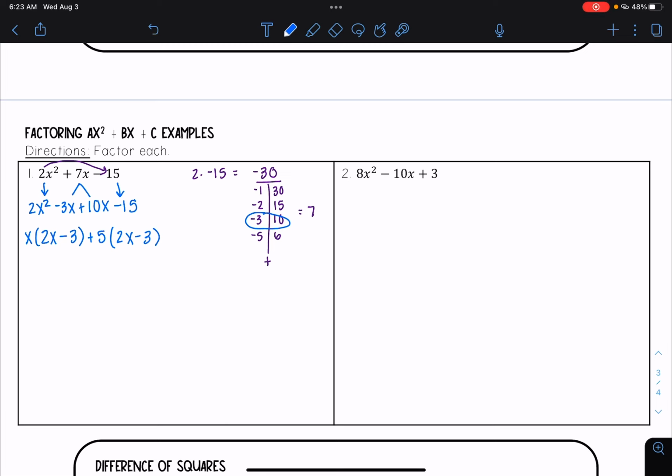So I know that I did my factoring right here because I have a 2x minus 3 in both. And so then my last step is to go ahead and factor out that 2x minus 3. And then my GCFs go into their own parentheses.